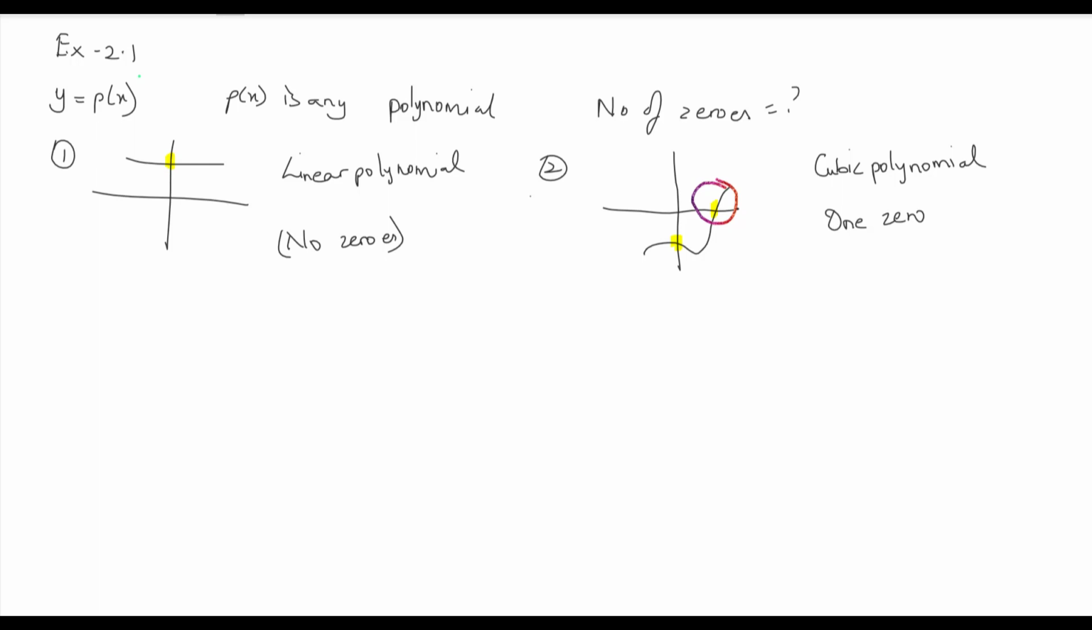So next, the third question, the third graph. The third graph is also a curve shape, so we say it is a cubic polynomial. And when you see that it is cutting the x-axis at 1, 2, 3 points, therefore how many zeros are there here? There are 3 zeros.